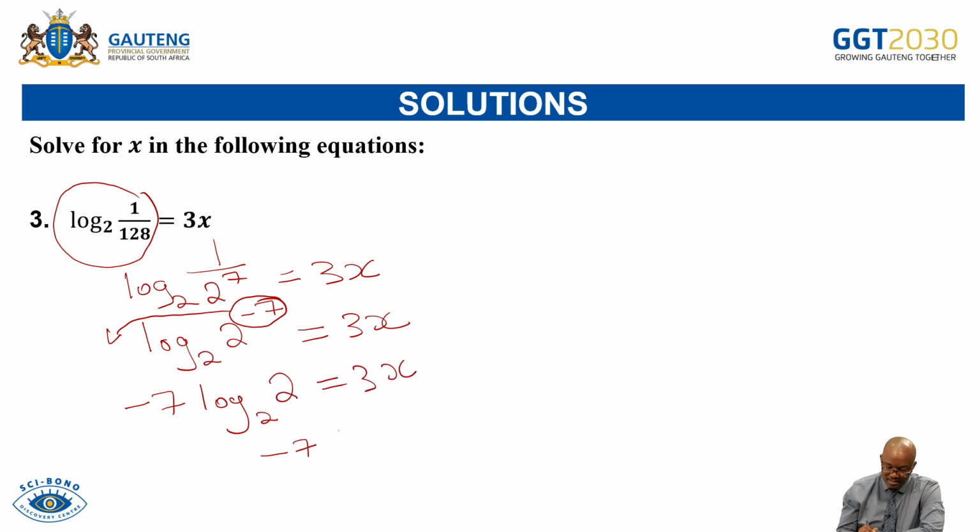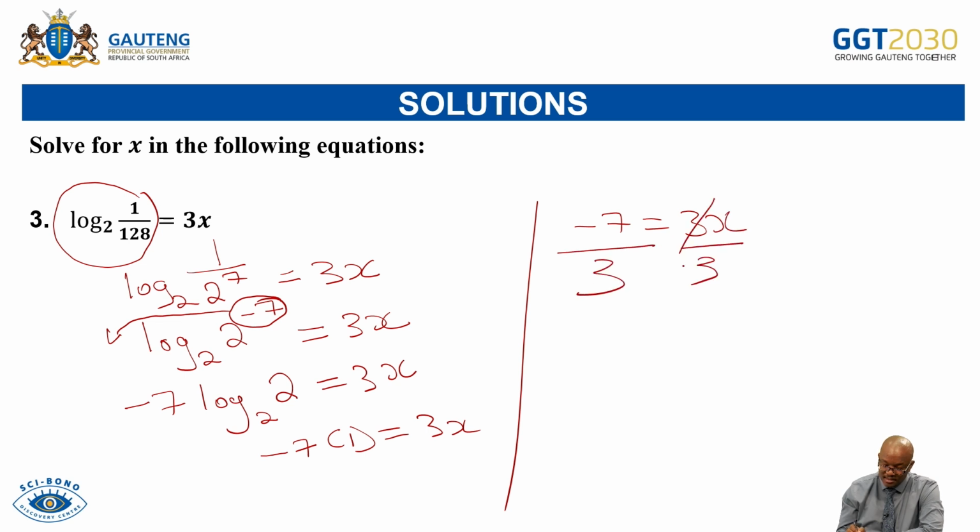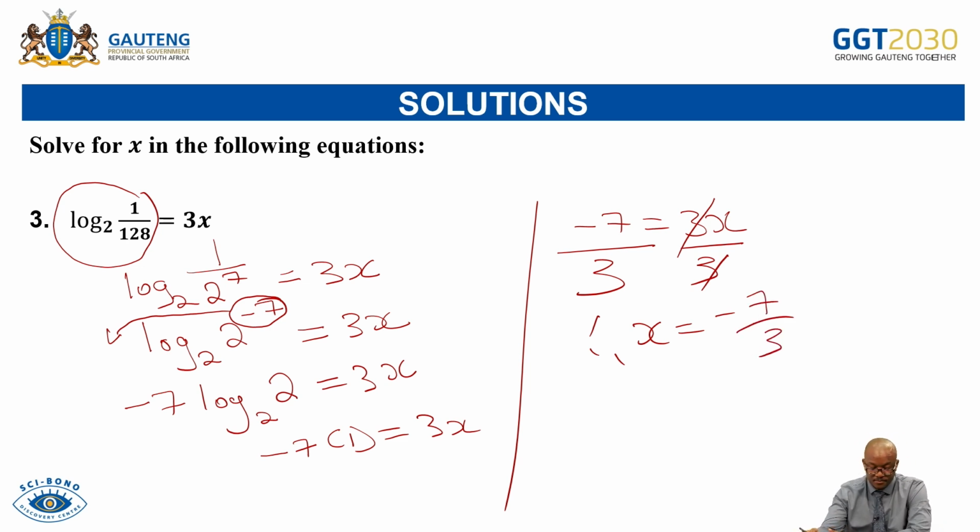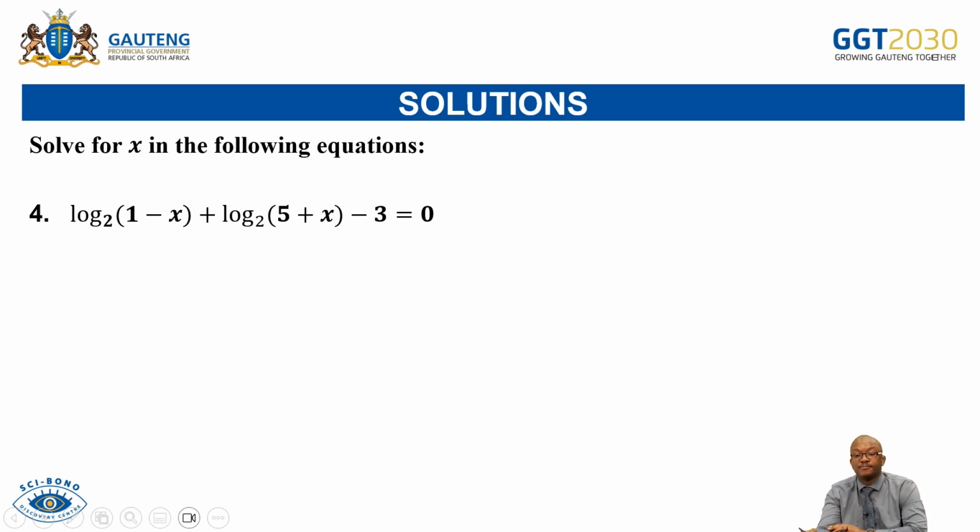Then it's going to be negative 7 into 1 is equal to 3x. Therefore, negative 7 is equal to 3x. Then we divide both sides by 3. 3 cancels 3. Therefore, x is equal to minus 7 over 3. So that's how we deal with that one. Okay, we move forward to the fourth one.